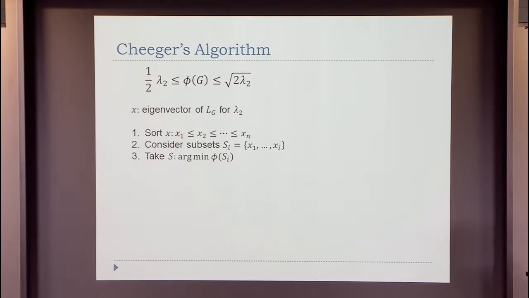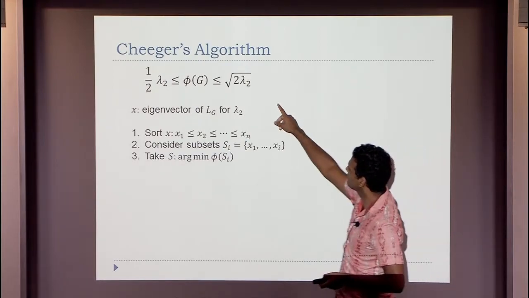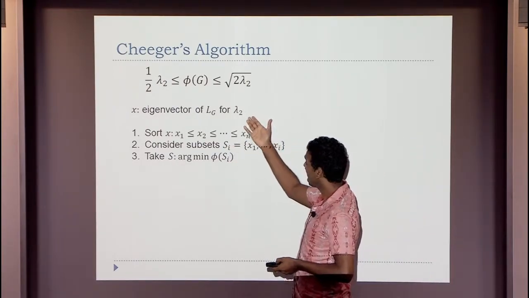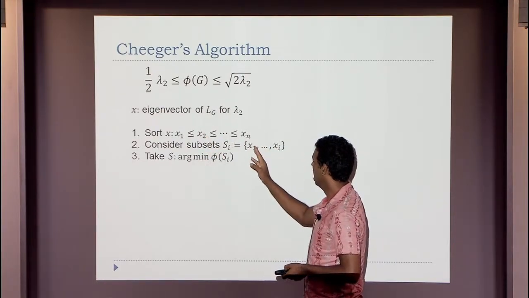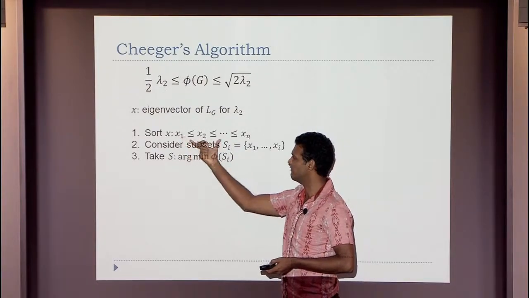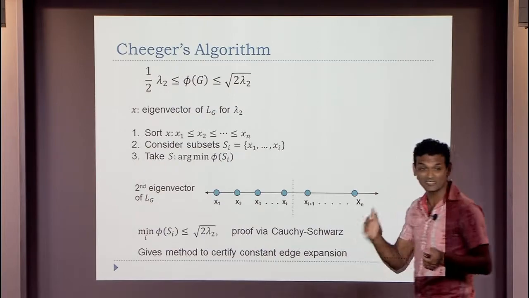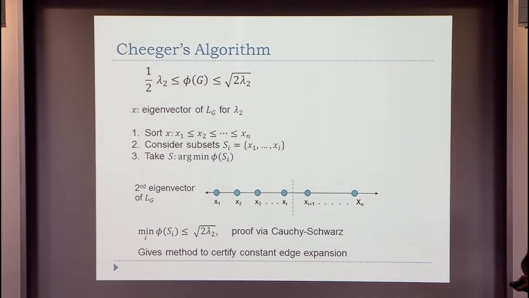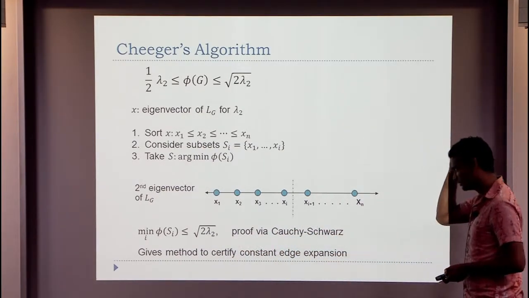Okay. Now, Cheeger's algorithm for the other inequality: take the eigenvector for lambda 2, sort its coordinates according to their value, and then take subsets that are consistent with the sorting, so prefixes of this. Of those, take the one that has the smallest ratio, the smallest expansion. And this gives you square root 2 lambda 2, and really the only inequality used in the proof is Cauchy-Schwarz.